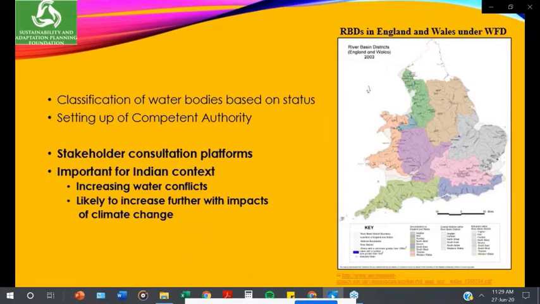And this is a very important concept for the Indian context, because we are having increasing water conflicts, which are probably going to increase further with the impacts of climate change.